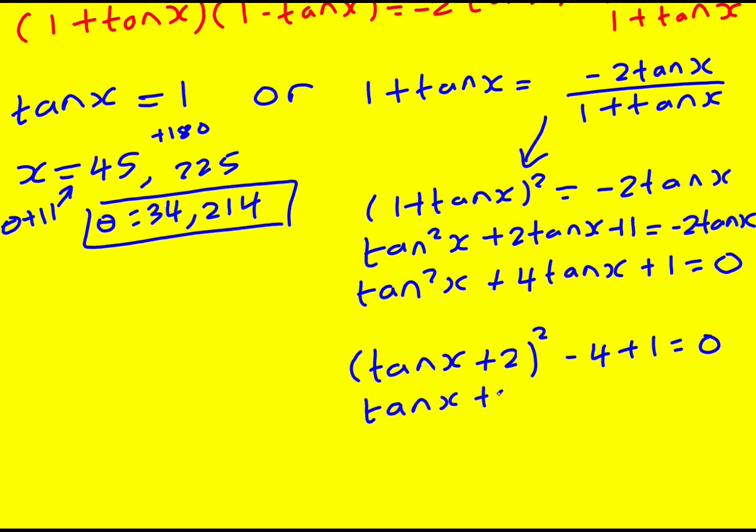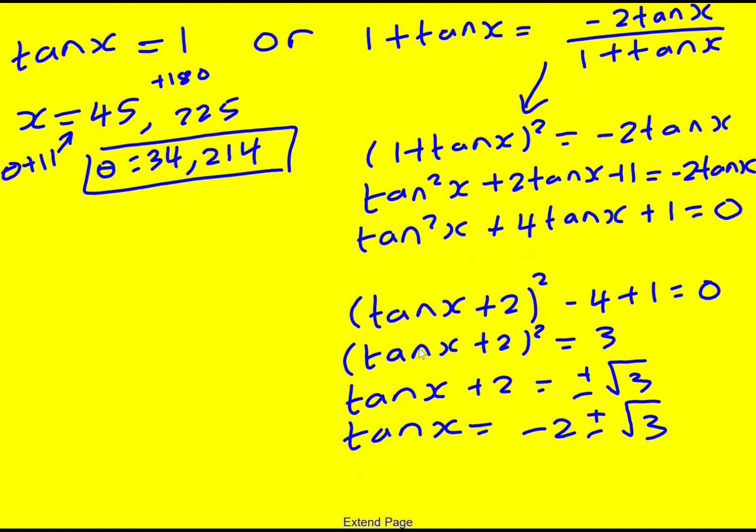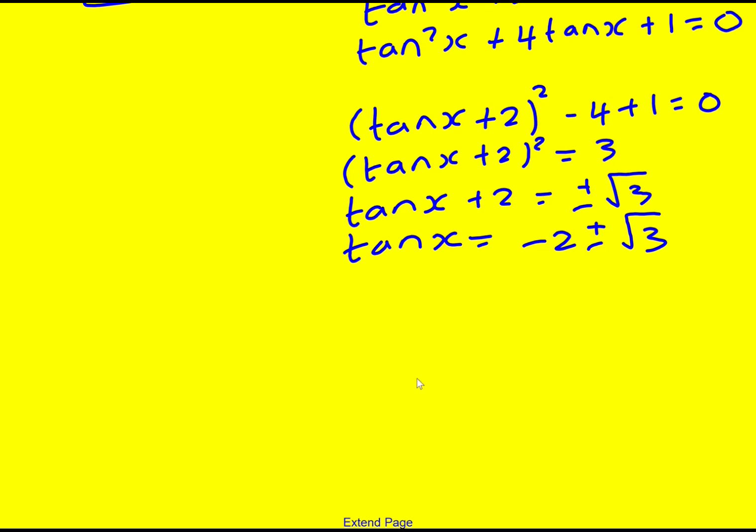which means tan x plus 2 all squared is going to equal 3. I take the square roots, then I get plus or minus square root of 3. So tan x is going to equal minus 2 plus or minus square root of 3. Now, assuming we trust ourselves that we've done it correctly, we know this is going to give us an integer solution.